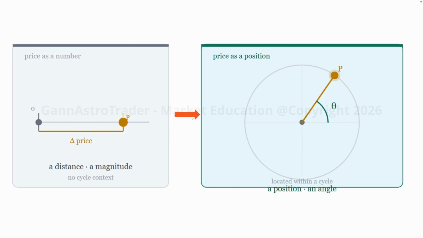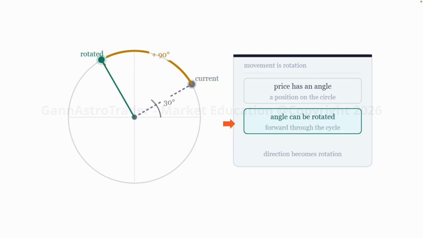A circle represents continuous movement with no beginning and no end. If price follows a cycle, then it can be placed somewhere on that circle. This means price is not just a number. It is a position within a full rotation. Now here is where things start to shift. If price has a position on a circle, then it has an angle. And if something has an angle, it can be rotated.